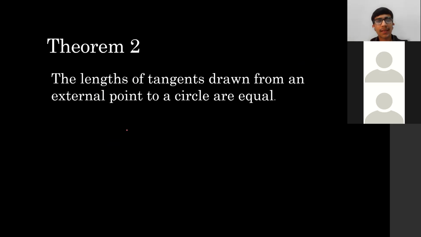So theorem 2 says the lengths of tangents drawn from an external point to a circle are equal. So again, I'll go line by line. The lengths of tangents drawn from an external point. External point means a point which is outside the circle. So let's say we have a circle like this. The center is C right over here. I have a point outside the circle. The point outside the circle will be this.